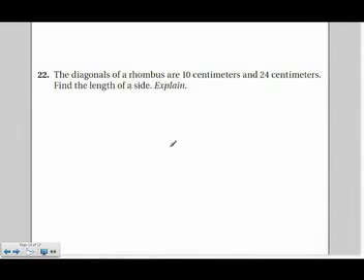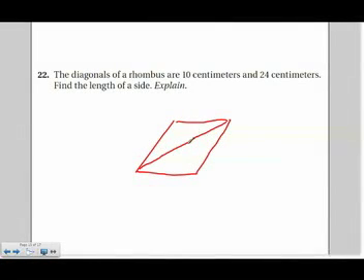Diagonals of a rhombus are 10 and 24, so I'm just going to draw a quick free-handed rhombus. Pretty close. The longer side is 12. Remember, rhombuses have bisected diagonals. So if the total is 24, this must be 12. And if this one is 10, this must be 5. And the diagonals also meet at perpendicular angles. So if this is 5 and this is 12, this must be 13. Find the length of a side. Well, it's a rhombus, all the sides are the same.